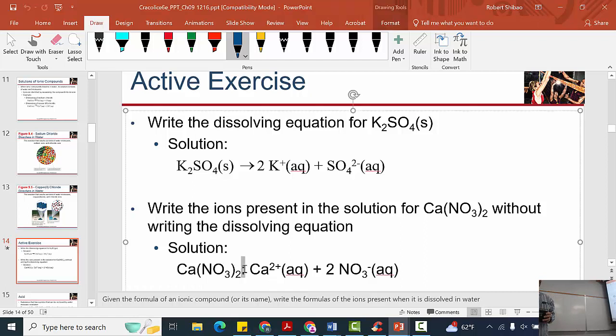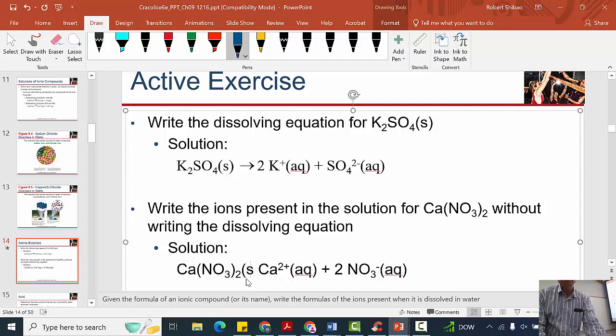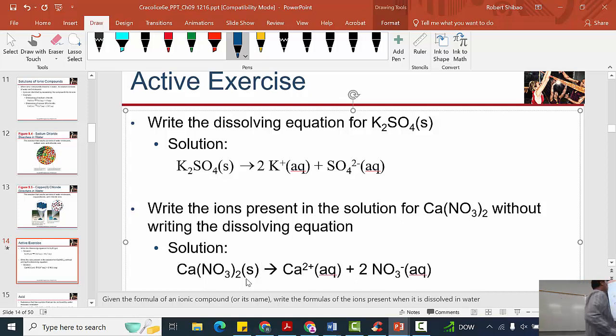This is some kind of typo here, or maybe they're missing the arrow. There's some stuff that's missing from here. And so let's put that in. We put parentheses solid to indicate it's a solid state, and then we'll put an arrow. This is not like a double arrow because it's just one way. It's going to dissolve. Yeah. So let me fix that slide.